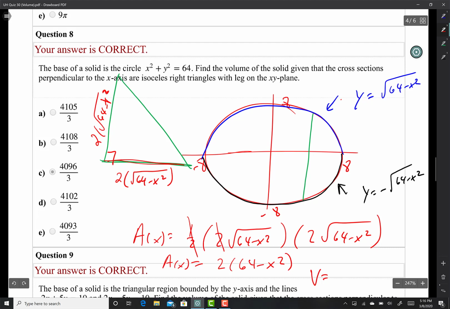Volume is equal to the integral from negative 8 to 8 of 2(64 minus x squared) dx. And I guess technically I need to have a parenthesis there. So I type this into my calculator, math 9. I mean, you don't have to, you can do it by hand. So here we go, 2 parentheses, 64 minus x squared, close, dx. And I get 4,096 over 3.